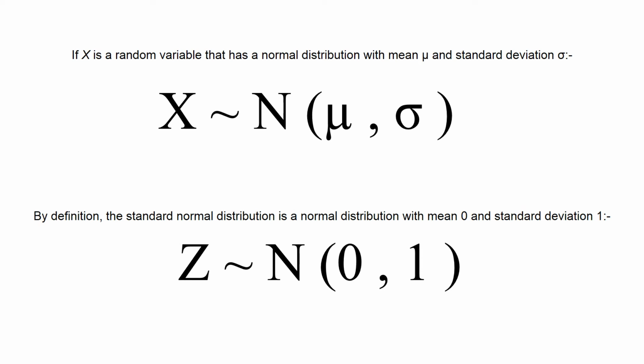There are an infinite number of different normal distributions corresponding to all the different possible values for mu and sigma. If x is a random variable that has a normal distribution with mean mu and variance sigma squared, we write this as: the random variable x is distributed normally with a mean of mu and a standard deviation of sigma.